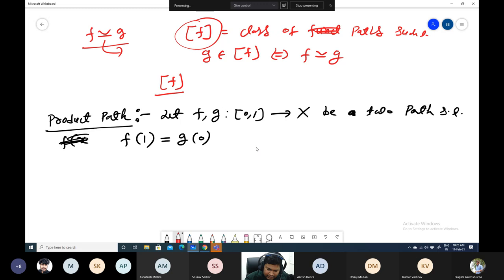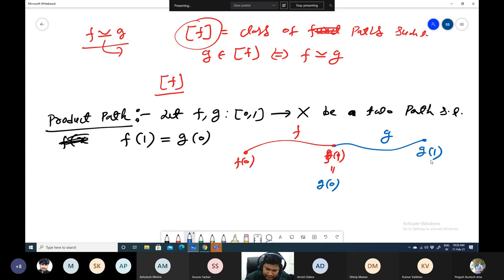Suppose this is your f and then this is your g. So this is my g, this is my f, and this is the end point of g, right? So it is f0, g0, f1, and f1 is equal to g0, and that is g1. So that's when you can see that if f is a path and g is a path, and they have this point the same, that means we can define a new path from this to this.